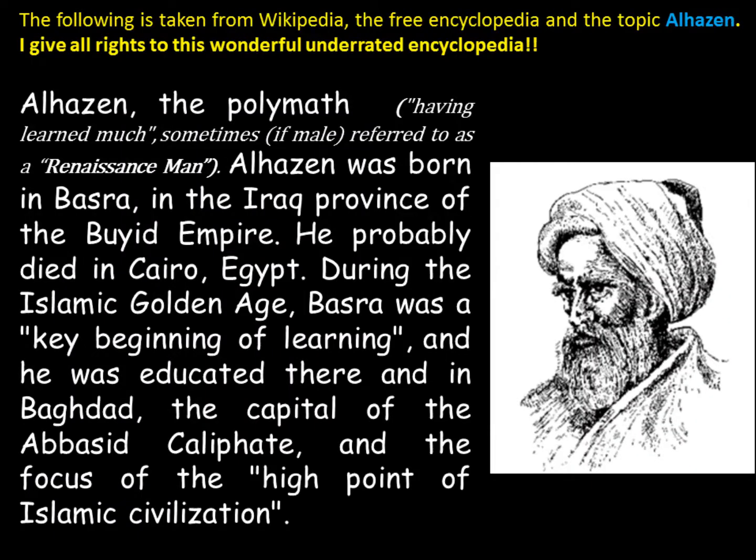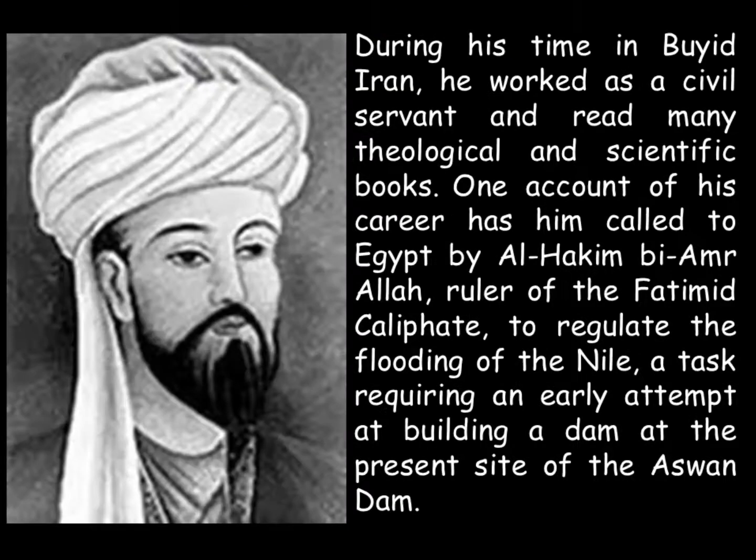Here's a picture of the fellow Alhazen, a polymath having learned much, sometimes if male referred to as a Renaissance man. Alhazen was born in Basra in the Iraq province of the Umayyad Empire. He probably died in Cairo, Egypt during the Islamic Golden Age. Basra was a key beginning of learning, and he was educated there, and in Baghdad, the capital of the Abbasid Caliphate and the focus of the high point of the Islamic civilization. That's going back around the 9th century, 10th century.